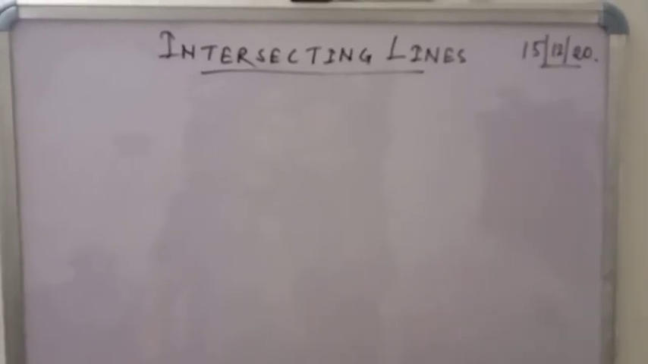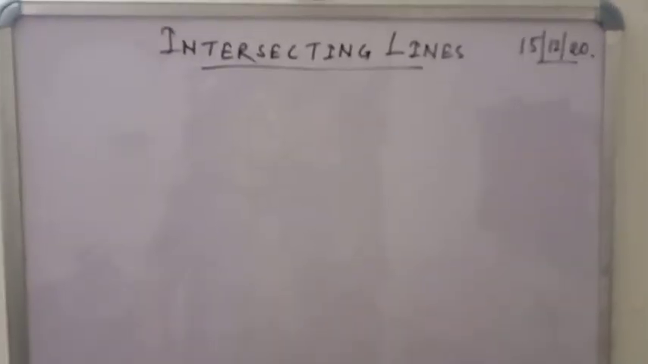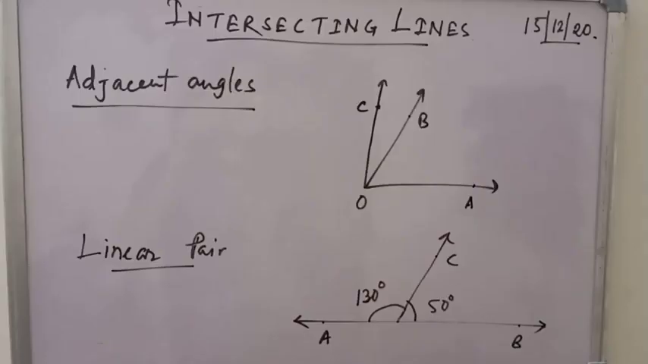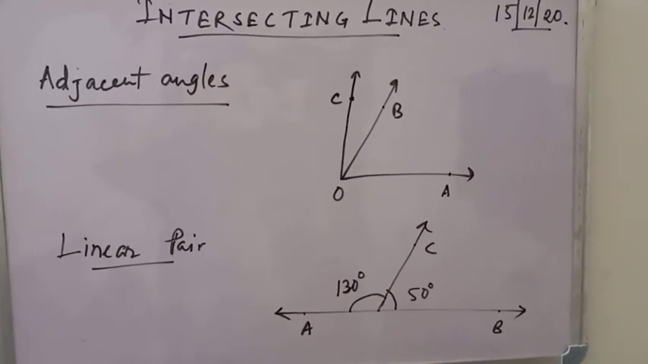Today we are going to discuss intersecting lines. So, what are intersecting lines? When two lines intersect each other, then these are called intersecting lines.